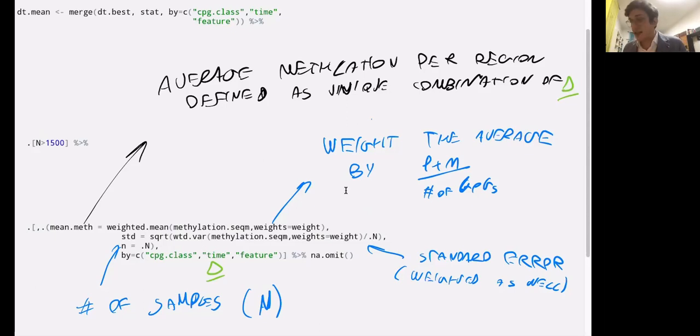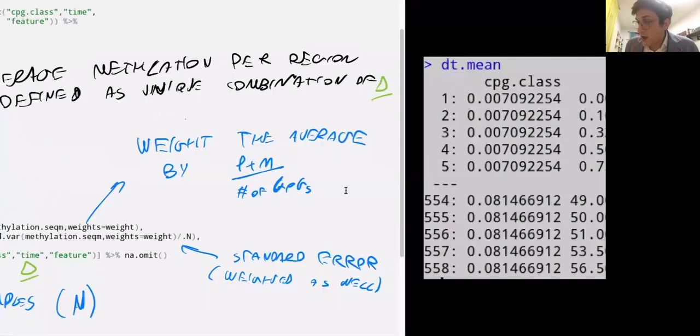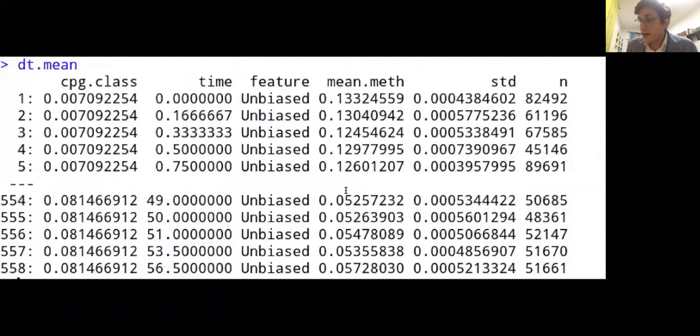Then we can compute, again, the standard error, and we can compute n, which is the total number of samples. This is simply .N. And this last one is called na.omit. You can use it when you want to remove rows that have NA values, where basically you don't have anything. And now this is how our new data, the tmean that we just computed, looks like. This is much more beautiful, much shorter, and of course, it takes just a few kilobytes in memory.